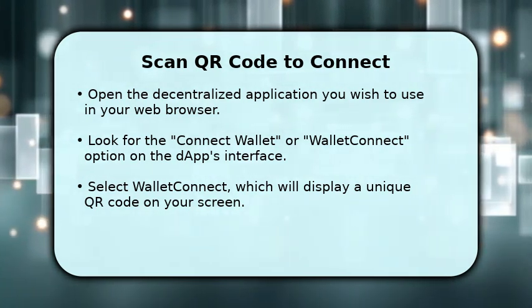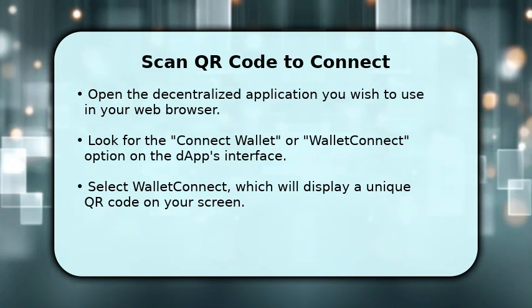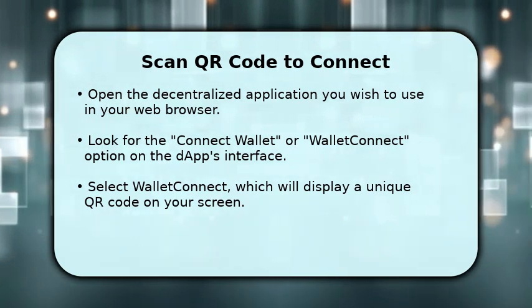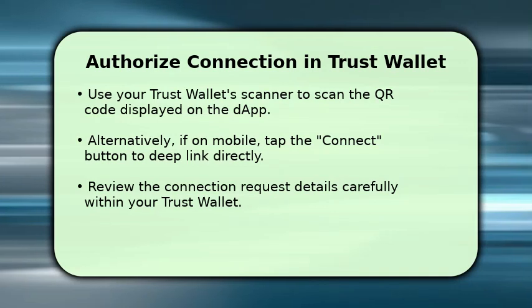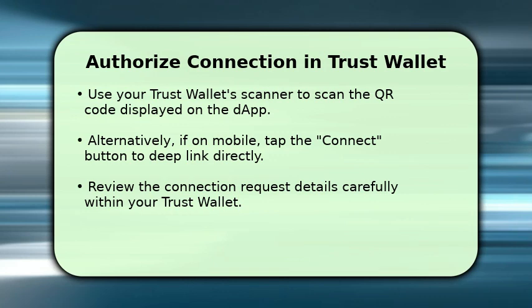Within the Trust Wallet app, find and tap the Wallet Connect icon, usually located in the settings or the built-in dApp browser. With your Trust Wallet open, use its built-in QR code scanner to scan the code presented on your computer screen. If you are already on a mobile device, simply tap the Connect button on the dApp, which will deep link directly into your Trust Wallet.